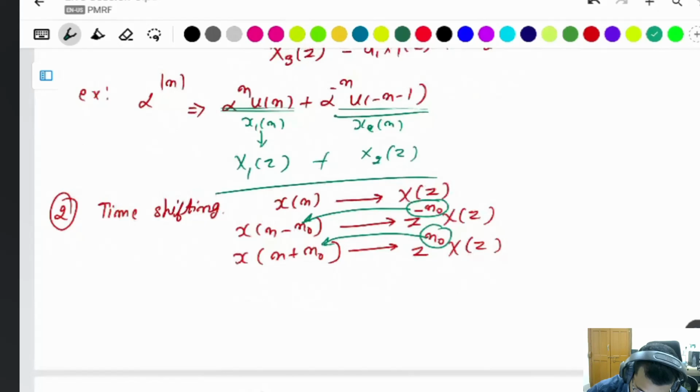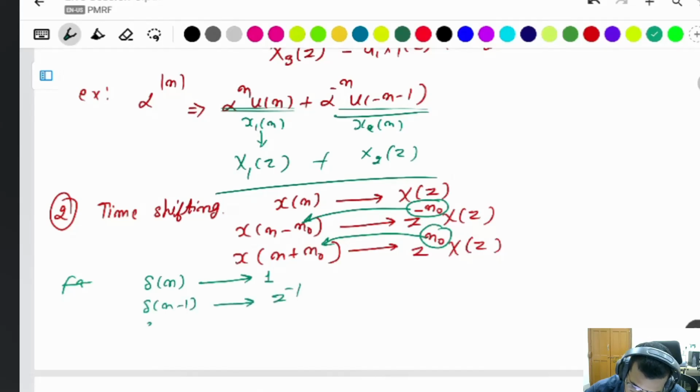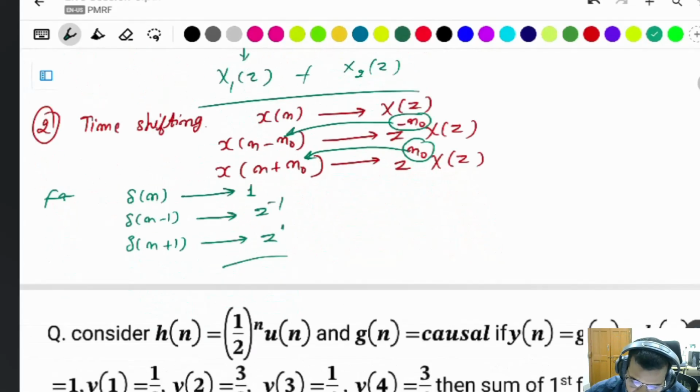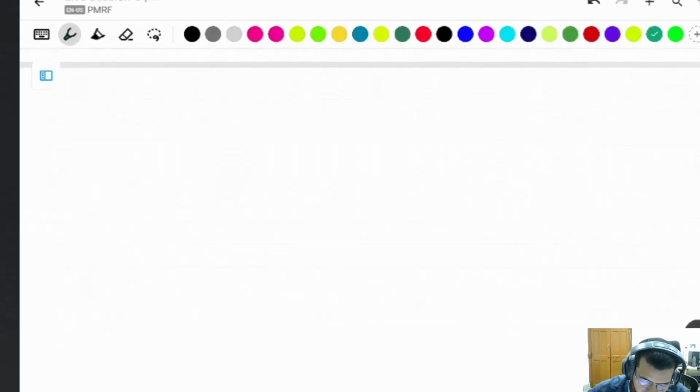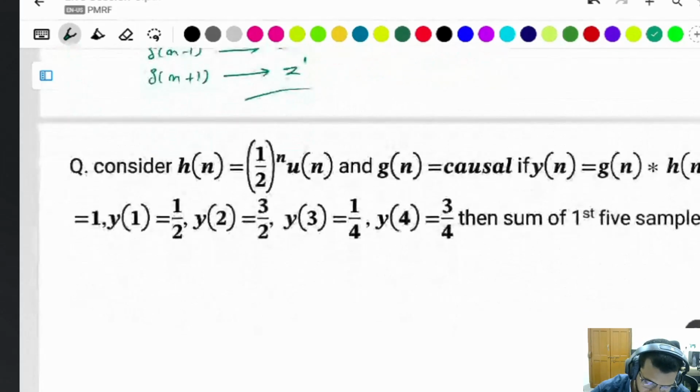For example, in the previous case you saw this one. The z transform of delta[n] will be 1, delta[n minus 1] z transform will be z inverse, and delta[n plus 1] z transform will be z to the power 1, like that. Okay, next one, limit. This is the previous class question.